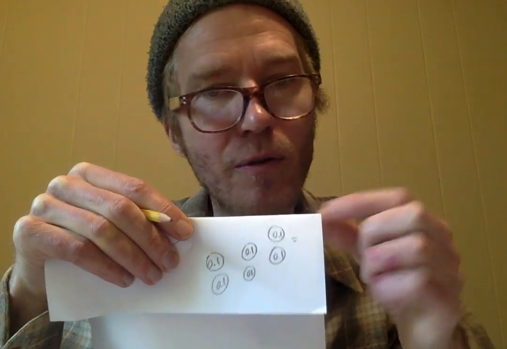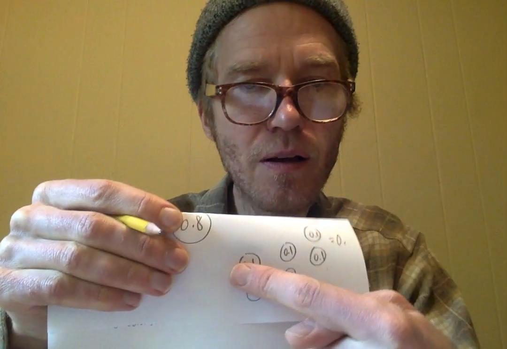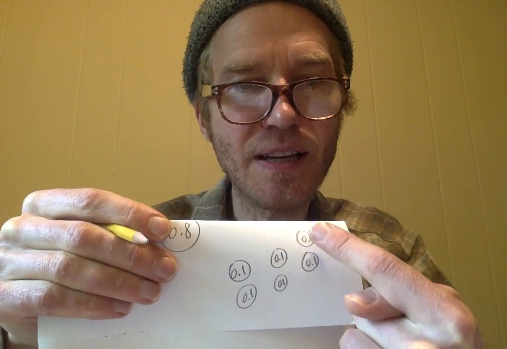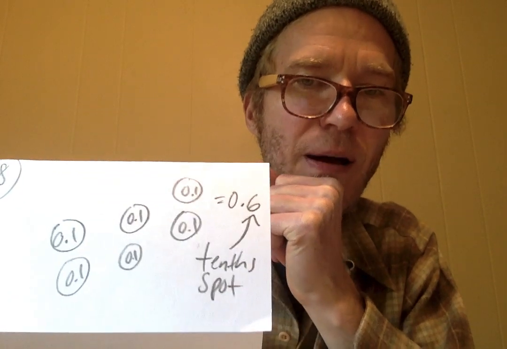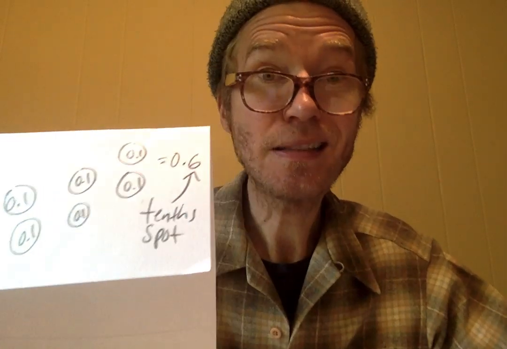So you still don't have a 1. You don't have a full one yet. You still have 0 something. But you got 0 point what? 1, 2, 3, 4, 5, 6. 6/10. 0.6 is 6/10. Because the 6 is in the 10th spot. 0.6 is in the 10th spot.